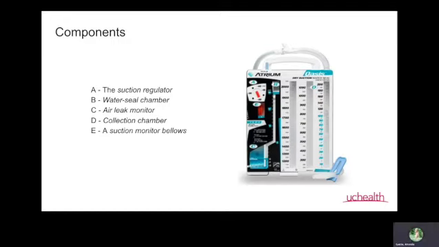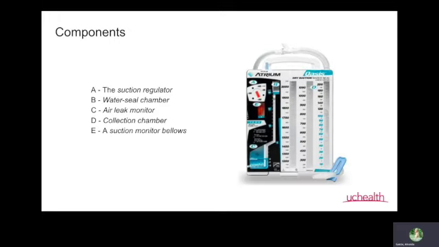These are the components of a chest tube. A is the suction regulator. It can be adjusted to a desired pressure level between -10 and -40, depending on the MD order. B is the water seal chamber. This chamber has a one-way valve that allows air to exit the pleural cavity during exhalation, but does not allow it to re-enter during inhalation.